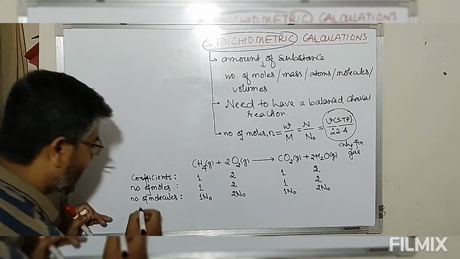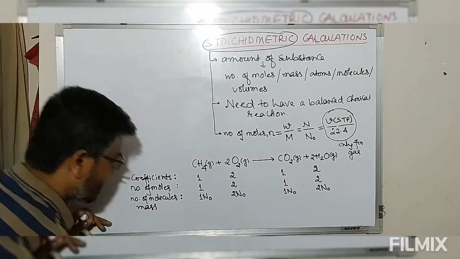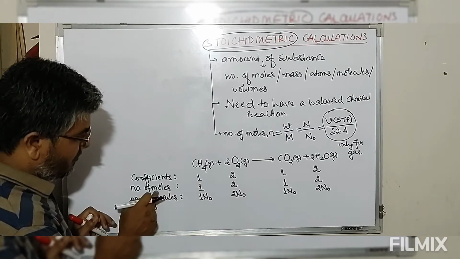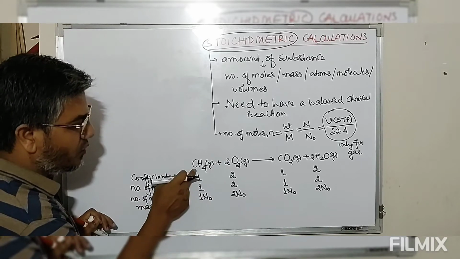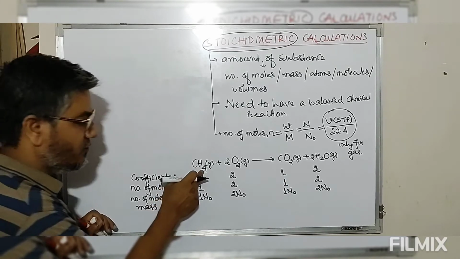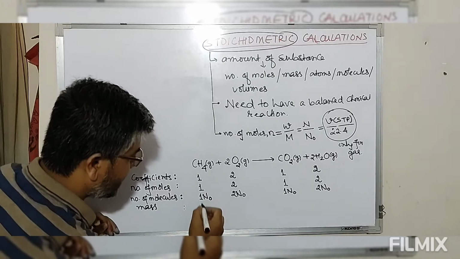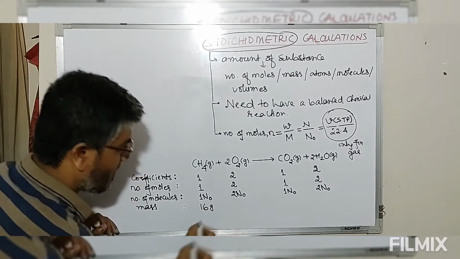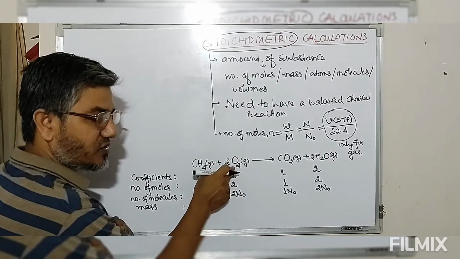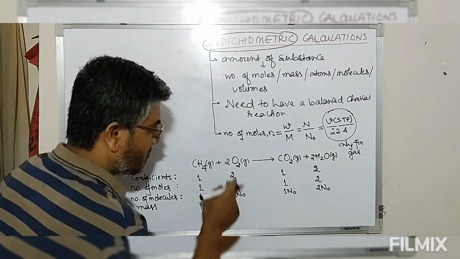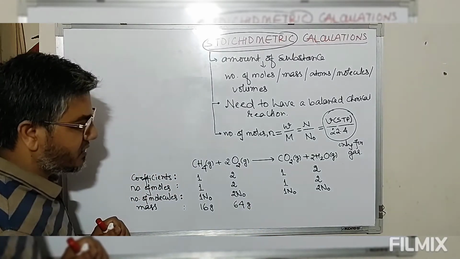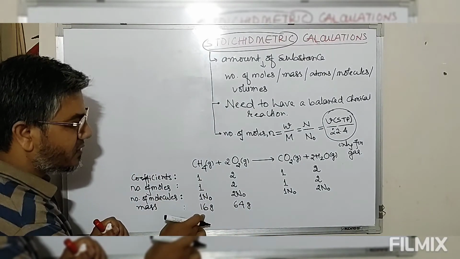Now let's define it in terms of mass. Mass is nothing but the gram molecular mass. The number of moles of CH4 is 1, and the mass of 1 mole is the molar mass. Carbon is 12, hydrogen is 1, so 1 times 4 is 4, plus 12 is 16. So 16 grams of CH4 is the reactant gas. For oxygen, the mass of one atom is 16, and 16 times 4 is 64. So 64 grams of oxygen combines with 16 grams of CH4.